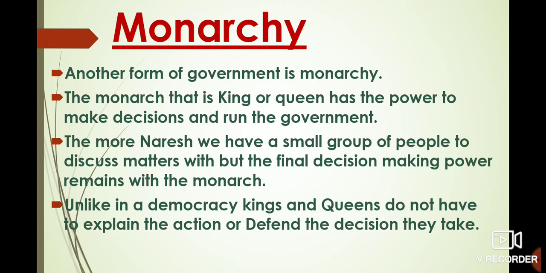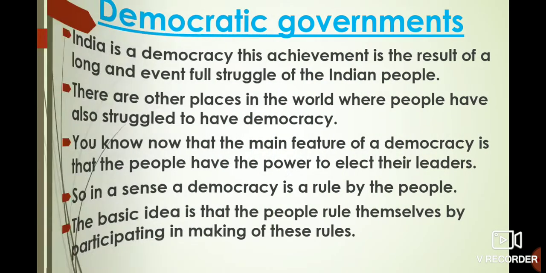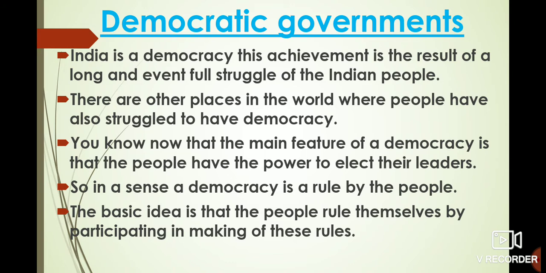And the last one, nobody has the right to ask any question about any decision to the king or queen, but in a democratic country all people have the right to ask questions to the government. So this is the difference between monarchical government and democratic government. I hope you have understood it.